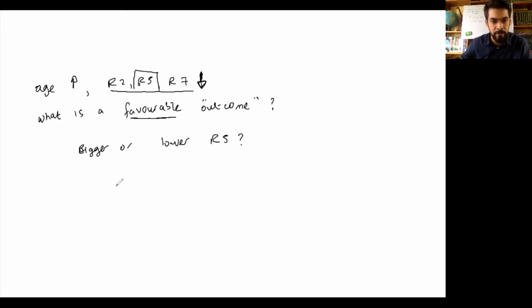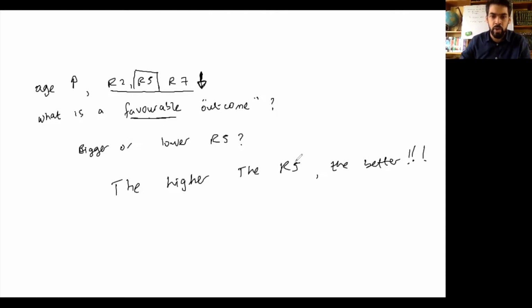So in other words, we are going to write that the higher the R5, the better it is. This is what we prefer. We prefer bigger and bigger values of R5 because when it decreases, it is in fact a sign of aging. When age is increasing, these parameters are decreasing. So we are going to say that we prefer higher values of R5, and it applies to R2 and to R7 as well. We are focusing on R5.